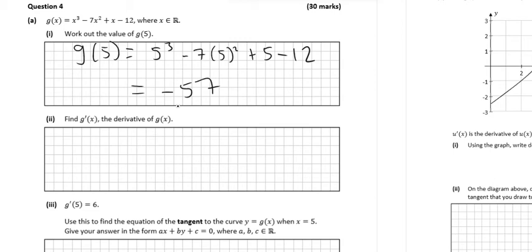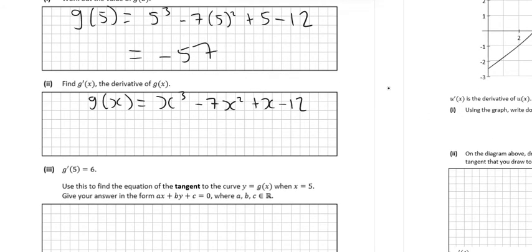Find g dash x then, the derivative of g of x. So you just have to differentiate. So g of x is x cubed minus 7x squared plus x minus 12. So you just have to differentiate everything. So it's a nice enough function to differentiate.